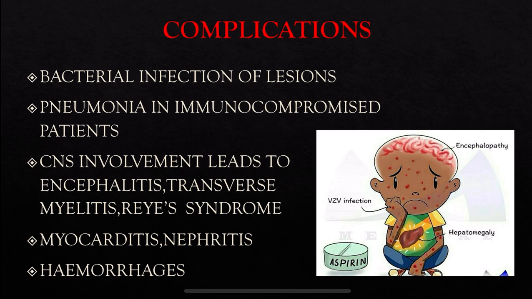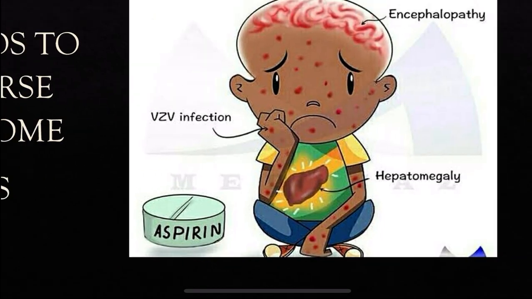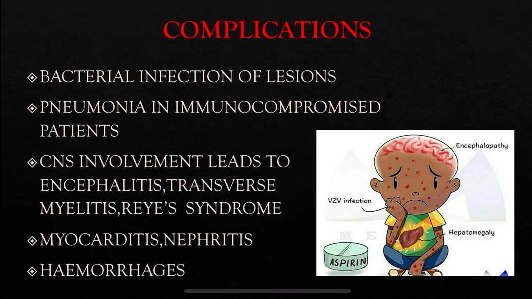CNS involvement. That's the most severe complication which we can think of in case of chickenpox. The CNS complications include encephalitis. You can see here the encephalopathy they have given, the encephalitis. And then we have transverse myelitis, Reye's syndrome, myocarditis. So this is a picture of Reye's syndrome. In Reye's syndrome, what happens? The person suffers with three things: encephalopathy, hepatomegaly, and varicella zoster virus, which is nothing but chickenpox. That is Reye's syndrome. We also have myocarditis, nephritis.